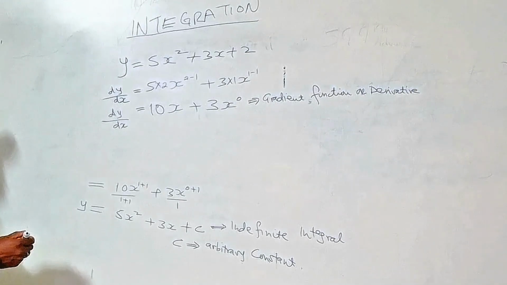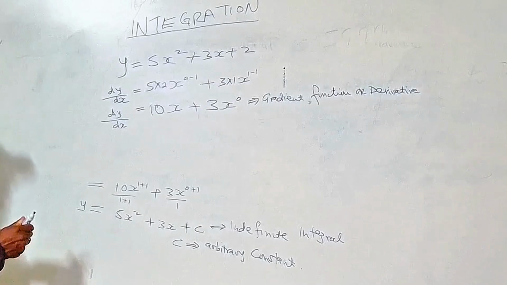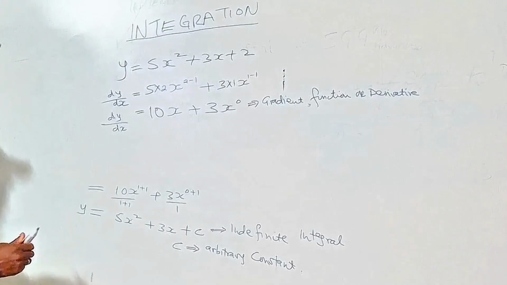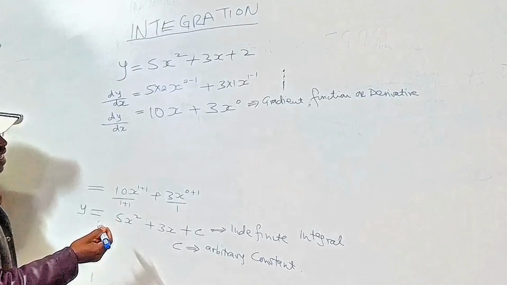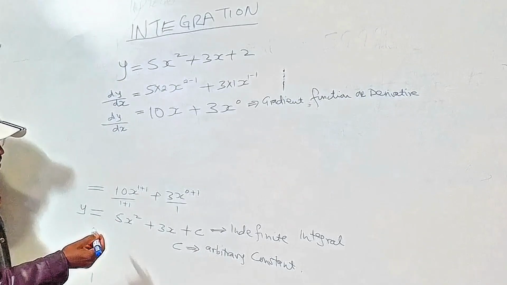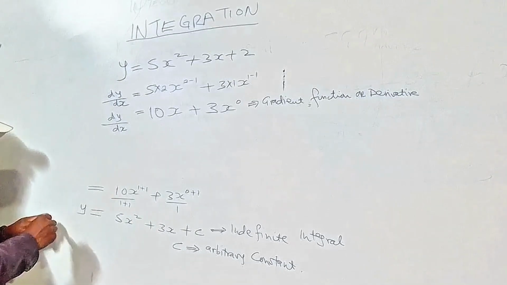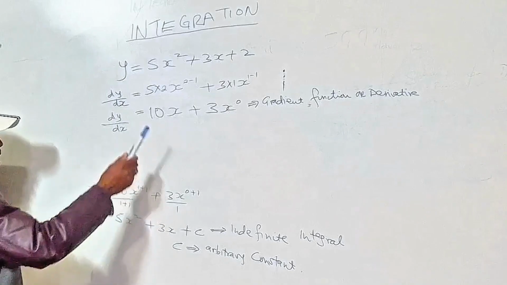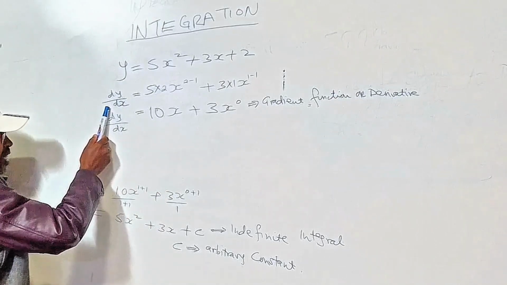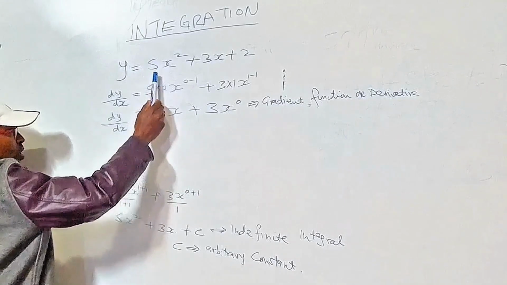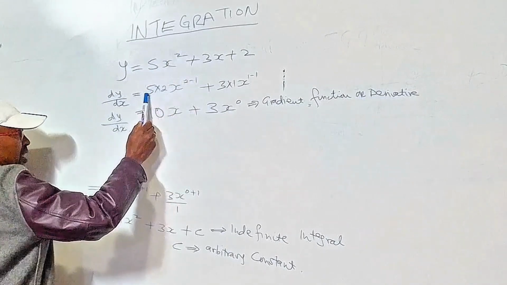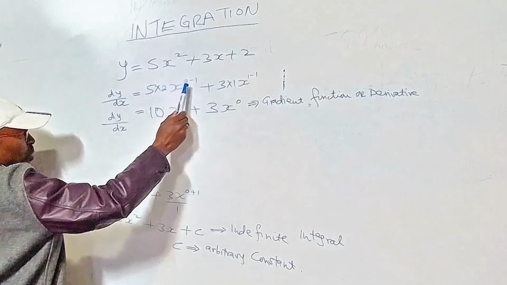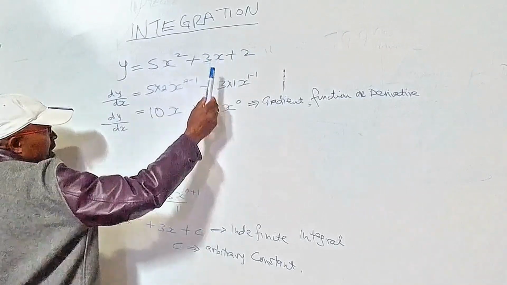Integration is the process of obtaining the expression of y in terms of x, given the derivative, or what we call the gradient function. For example, when you have y equals 5x squared plus 3x plus 2, the gradient function, which is dy/dx, is given by multiplying the coefficient of x by the power of x, that is 5 times 2, and then reducing the power of x by 1, 2 minus 1. And then you do the same to the next term.